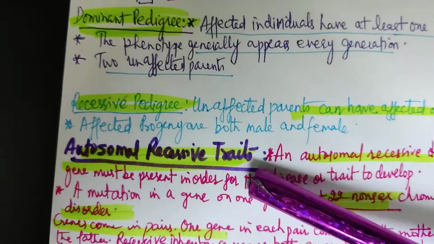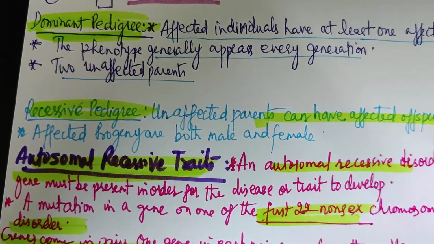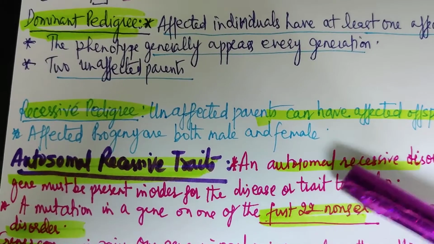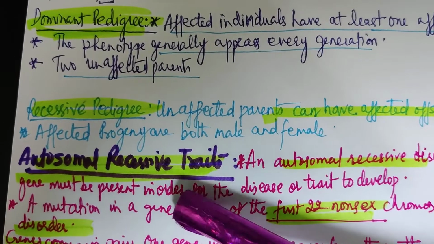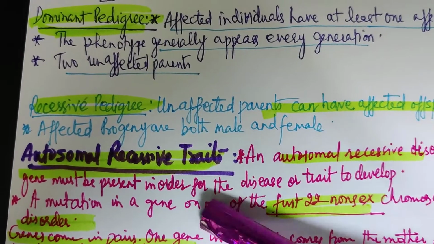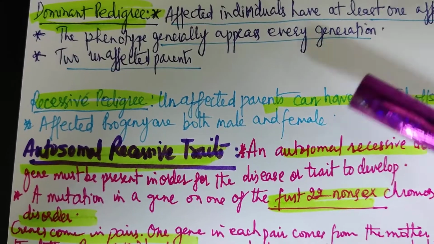Recessive pedigree. Unaffected parents can have affected offspring. Affected progeny are both male and female. In the recessive, it can be there.